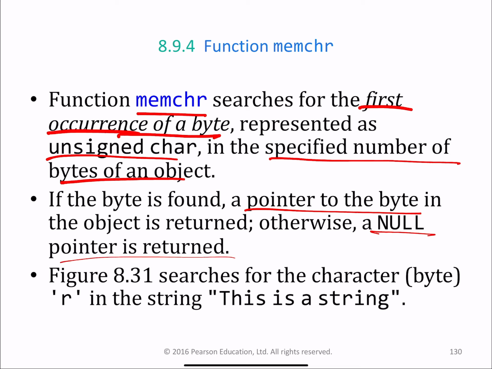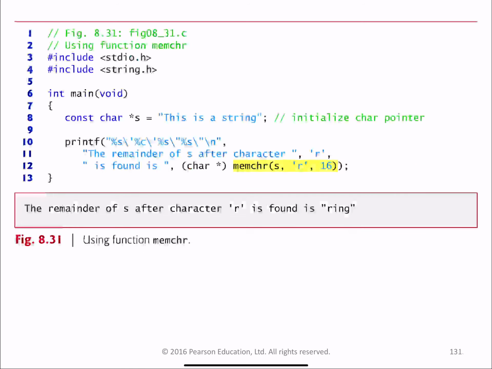So let's say in the next example, we'll have this string, "This is a string", and we'll search for character R in that. R appears over here. So the return value should be a pointer pointing to this location in that object. So we have a constant character array S, a pointer to a constant string. This is a string, and we print out.